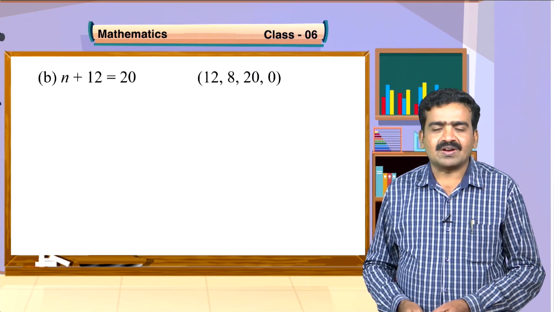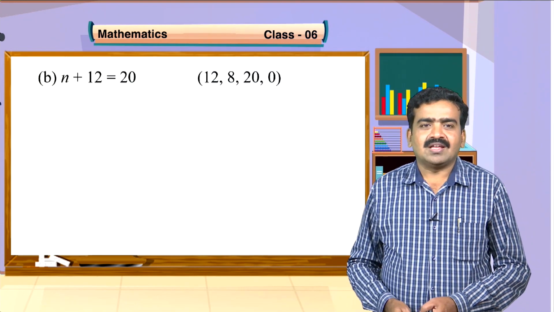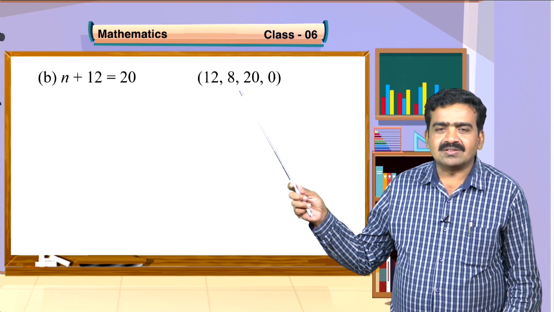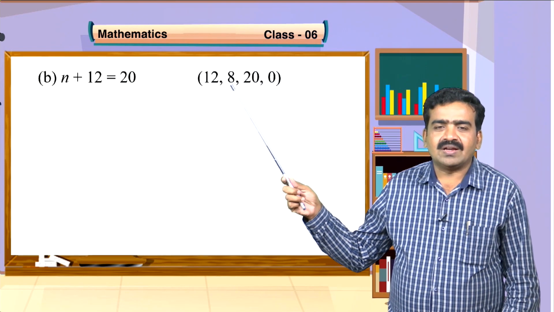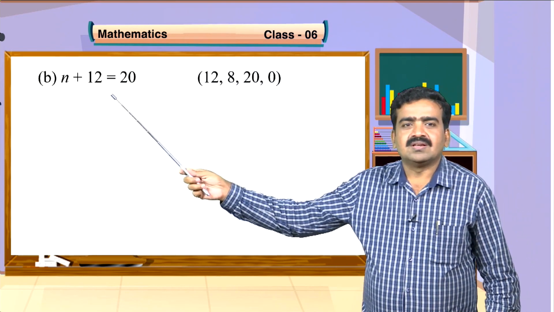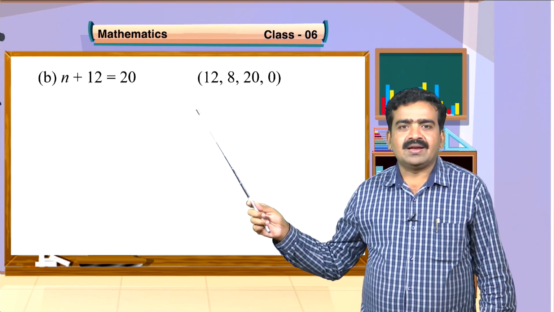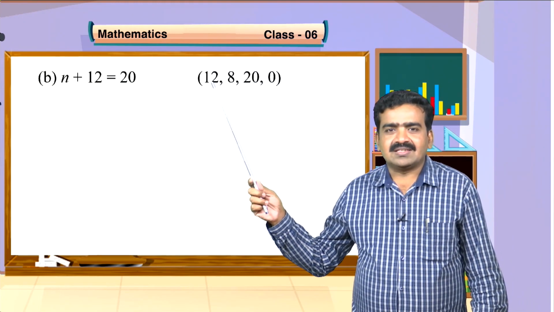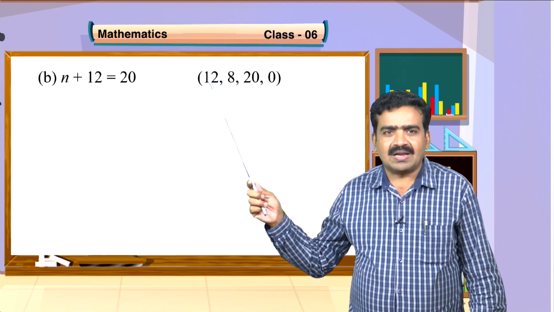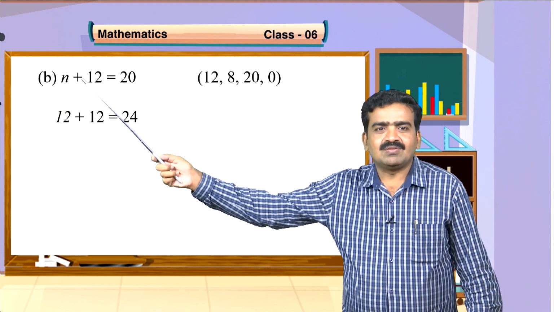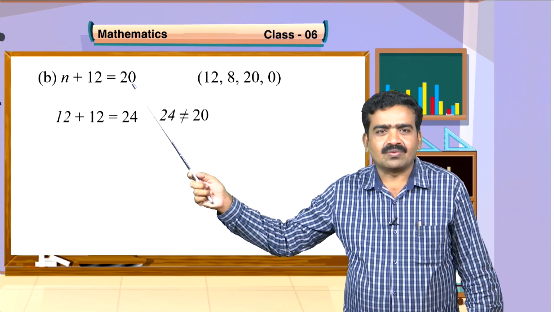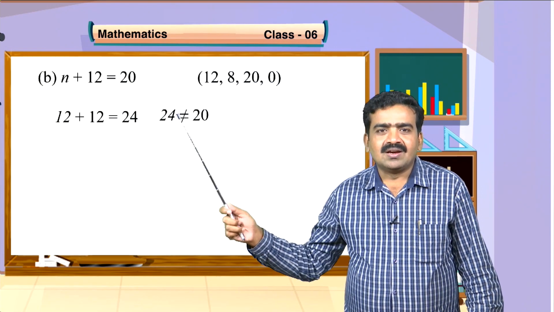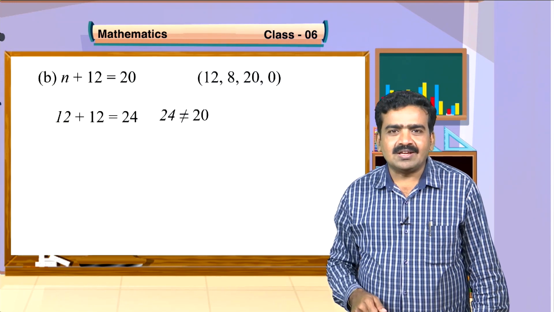Let us try one more value. Here n plus 12 is equal to 20 is given. There are 4 values given. We have to find one correct value which satisfies the equation. Let us test one by one as we did in the earlier case. In case of n, substitute 12, what will you get in the LHS? 12 plus 12 is equal to 24. Here LHS becomes 24, RHS becomes 20, 24 is not equal to 20.